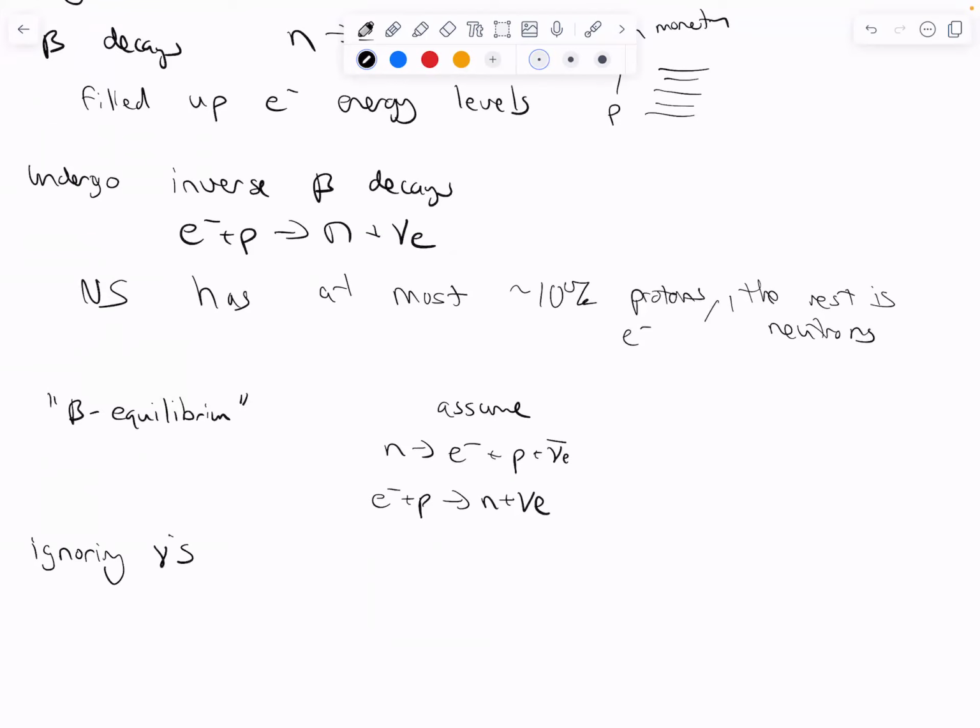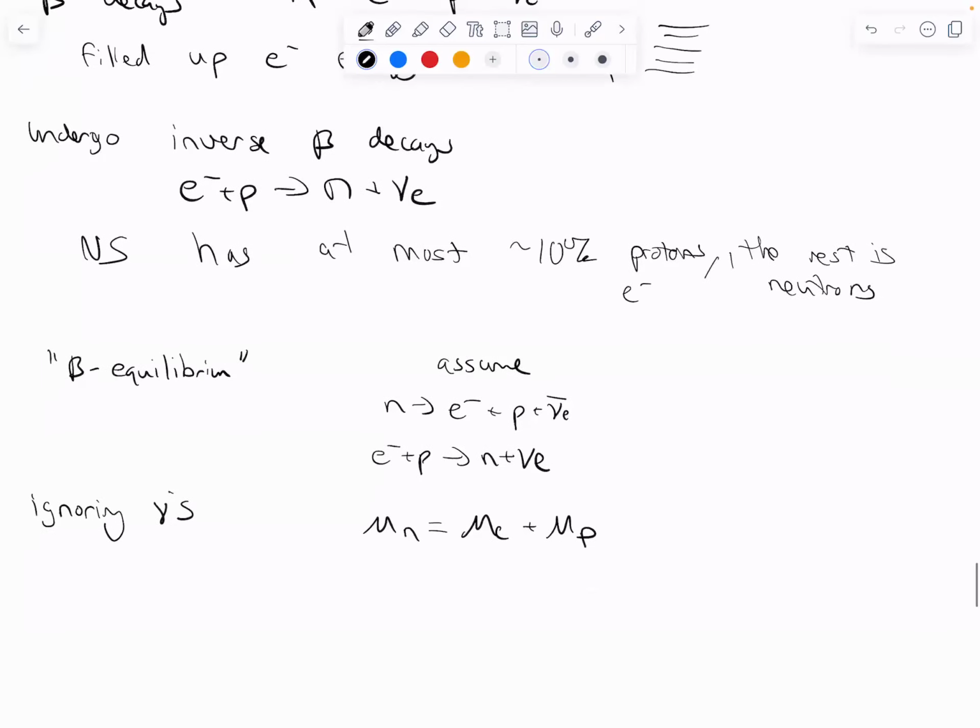we can write down the chemical potential such that the neutron chemical potential is equal to the electron chemical potential plus the chemical potential of protons. If you're a little rusty on your stat mech, the chemical potential is the amount of energy to add another neutron to your system, or the amount of energy to add another electron or proton. And so essentially what this is saying is that the amount of energy to add a neutron to the system is equal to the amount of energy to add an electron plus a proton. And that's what it's saying. So that means you're in beta equilibrium.